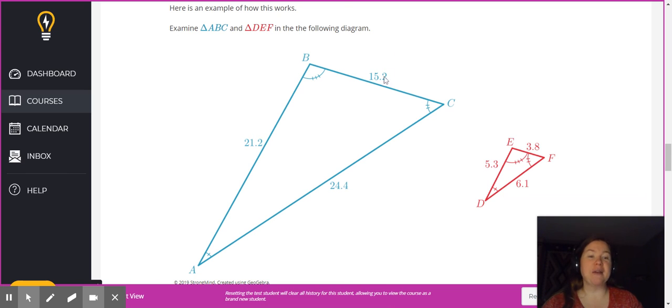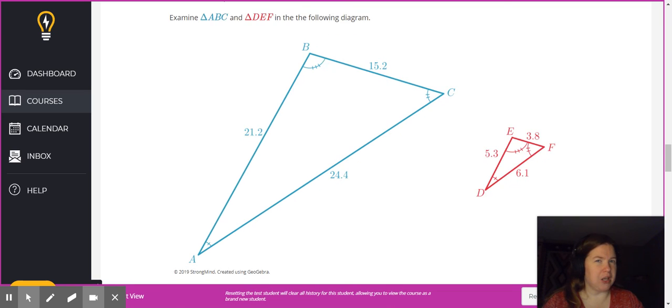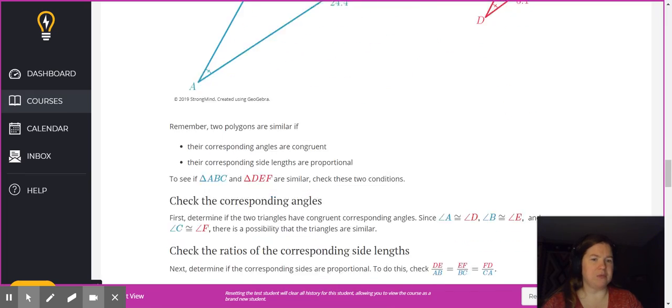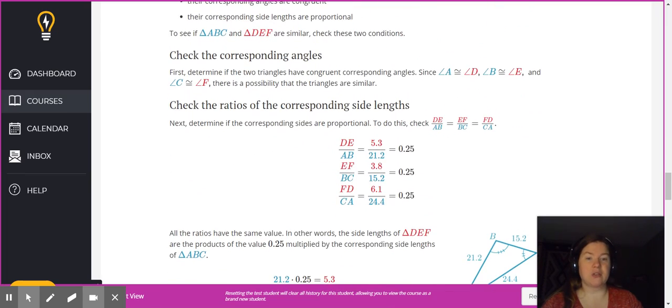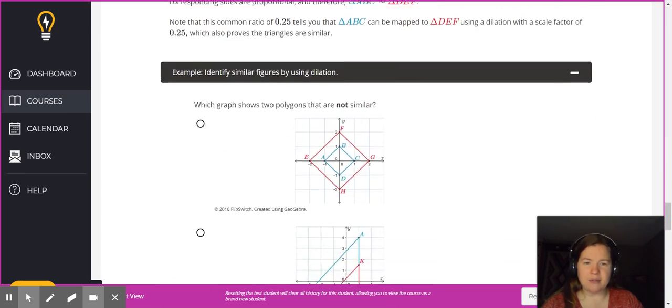So like this, I would say 15.2 over 3.8 equals 21.2 over the thing that's right there, 5.3. That's how I would set up the proportion. And if we didn't know one of them, I do something called the hook, which makes it very easy to do. Do we have an example of using that?